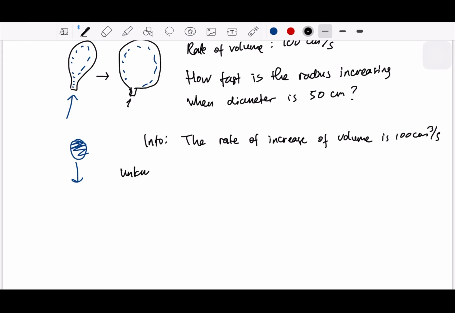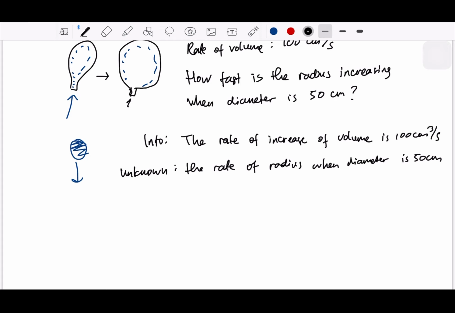And our question, or the unknown, is the rate of radius when the diameter is 50 centimeters. Okay.